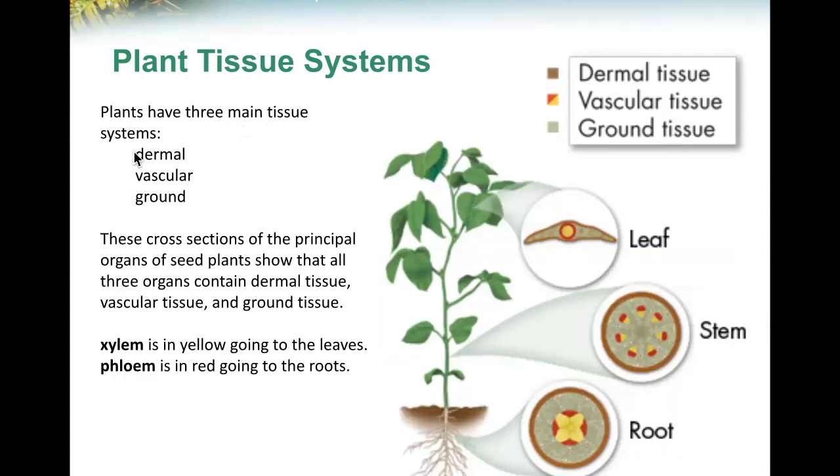Plants have three main tissue systems: dermal, vascular, and ground. These cross sections of the principal organs of seed plants show that all three organs contain dermal tissue, vascular tissue, and ground tissue. So xylem is shown in yellow, going to the leaves, and phloem is in red, going to the roots.